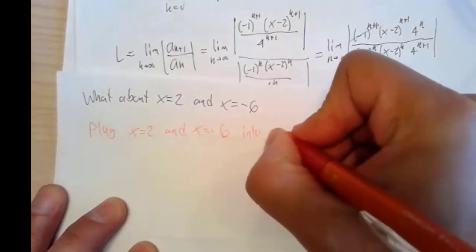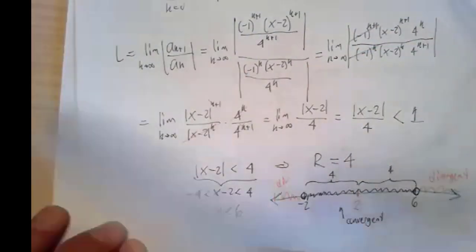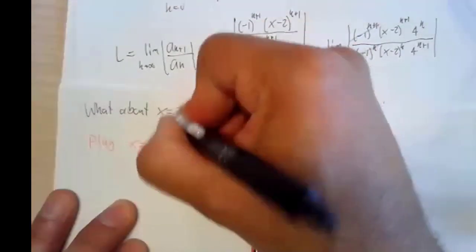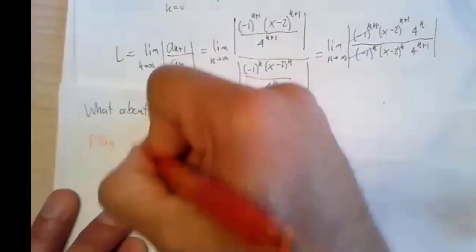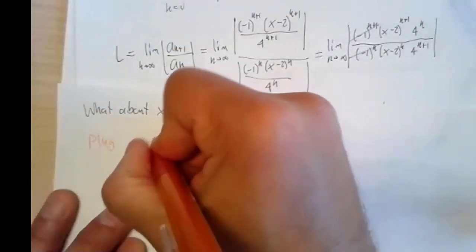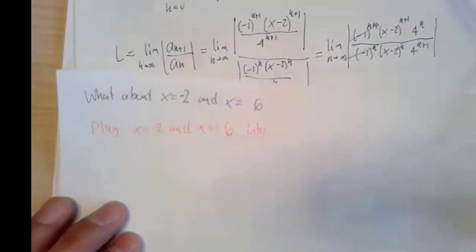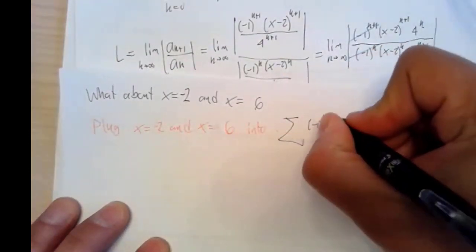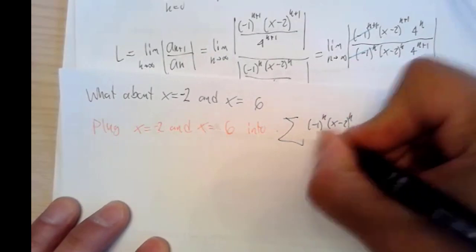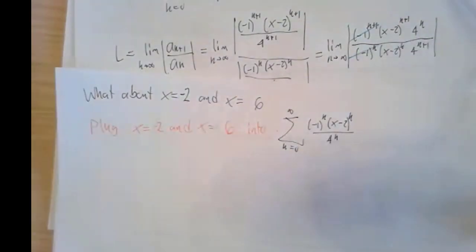Will it be -2 and +6? Yes, thank you. My bad. You were right about that. -2 and 6. So that's what we're gonna be doing.